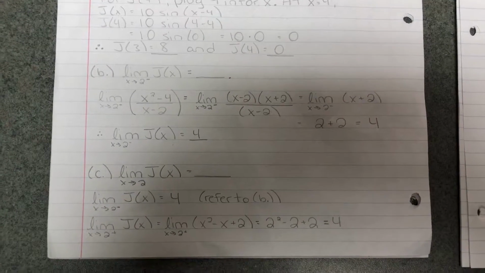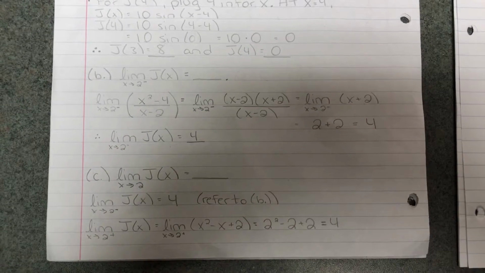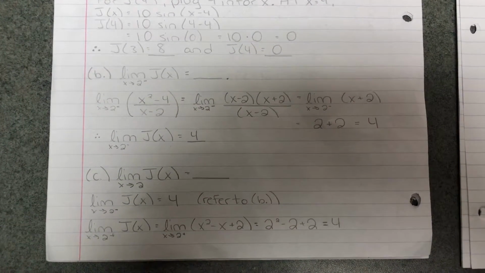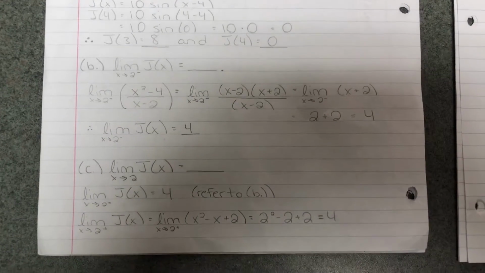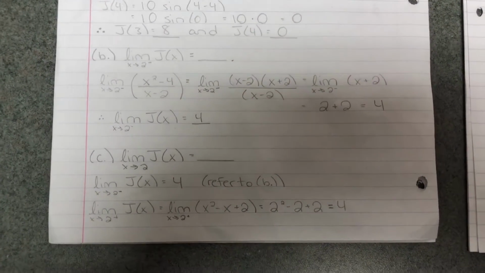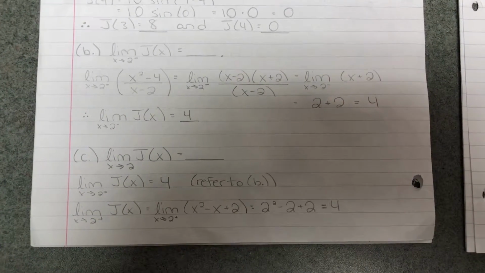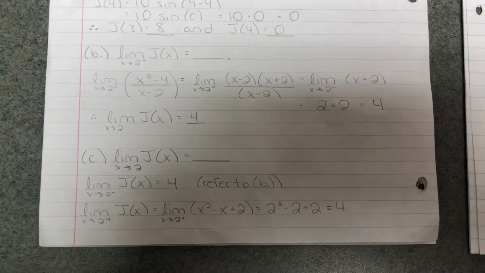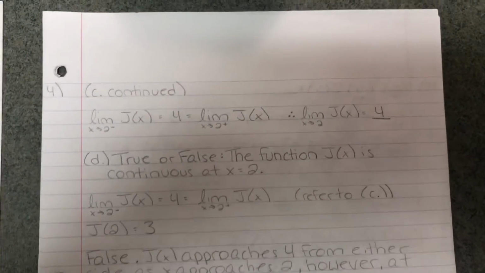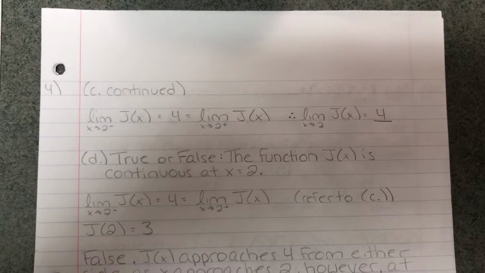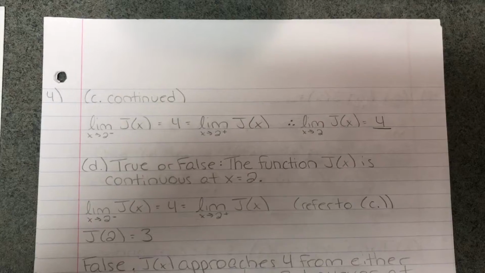For C, we're asked to find the limit as x approaches 2 of j of x. The limit of j of x as x approaches 2 from the negative direction is 4, as we found in problem B. To find it from the positive direction, we use the equation x squared minus x plus 2, plug in, and solve. The limit from both directions equals 4. Therefore, the limit as x approaches 2 of j of x equals 4.